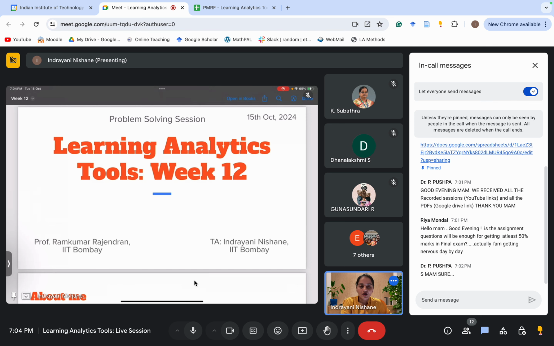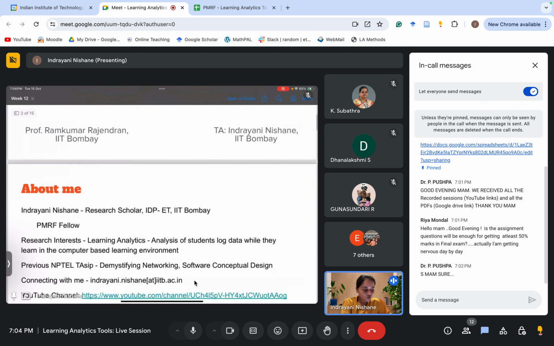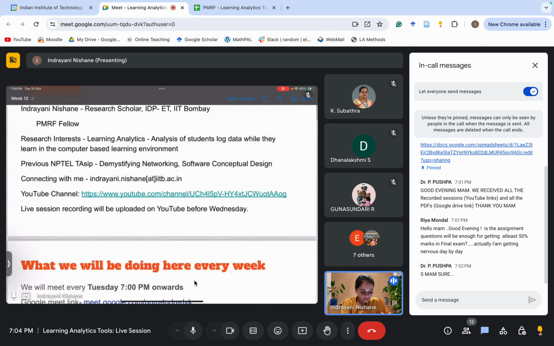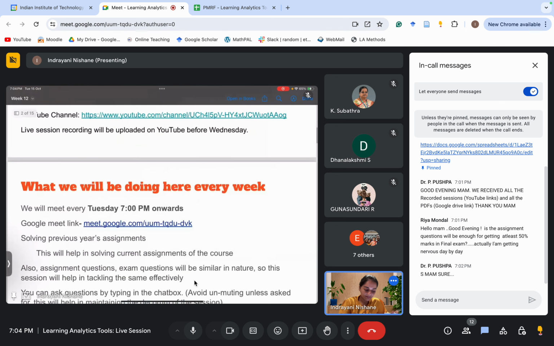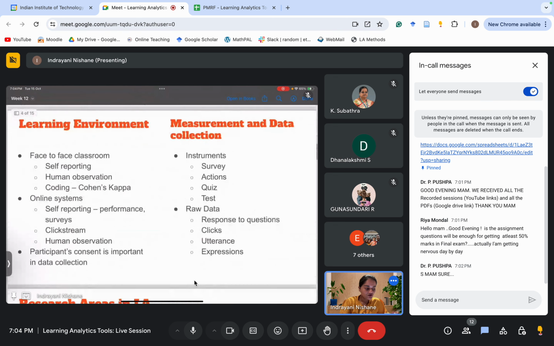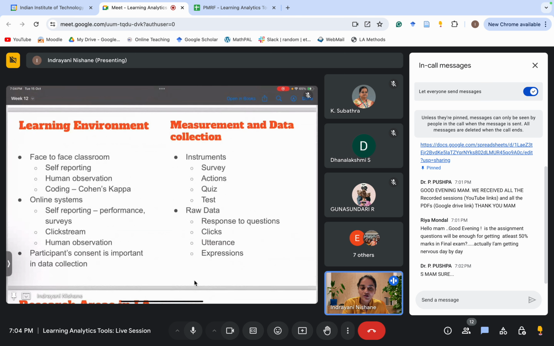So week 12 is more of a revision of what has happened till now. It is more of a wrapping up of the course, where we would be revising important points of what is learning analytics, what is a learning environment, how we can collect data in different learning environments, offline or face-to-face classrooms, and in online learning environments. And how we can work with this data, that we have already seen.